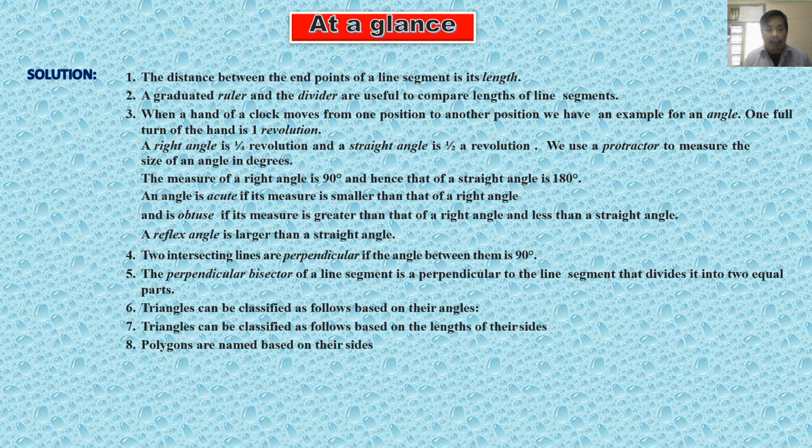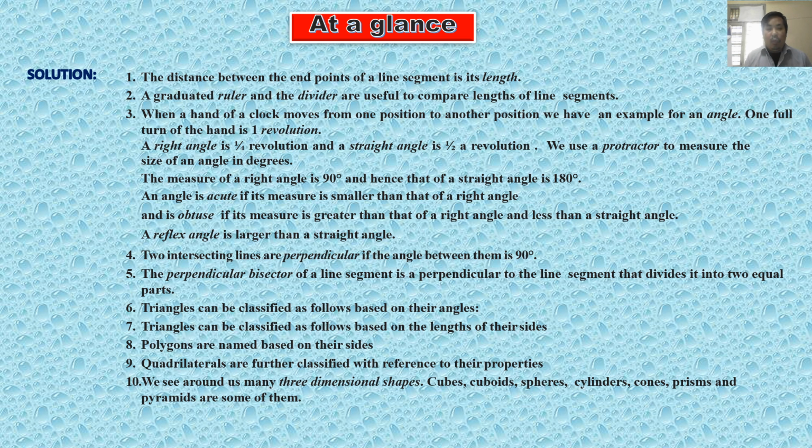Then next we have point number 9, that is, quadrilaterals are further classified with reference to their properties. A quadrilateral is a polygon having four sides, and there are many quadrilaterals with different properties. According to properties, we name them as square, rectangle, parallelogram, rhombus, kite, or trapezium. Last point we have 10, that is, we see around us many three-dimensional shapes, like cubes, cuboids, spheres, cylinders, cones, prisms, and pyramids. These are some examples of the three-dimensional shapes that we can find in our surroundings.